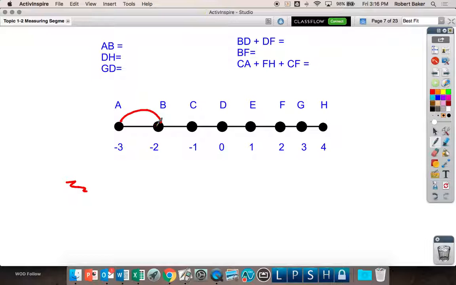Okay. Now, what about how long is DH? What is the measurement of line segment DH? 4. 1, 2, 3, 4. How do you feel? Good, bad, easy? Now, don't make the mistake of saying 1, 2, 3, 4, 5.